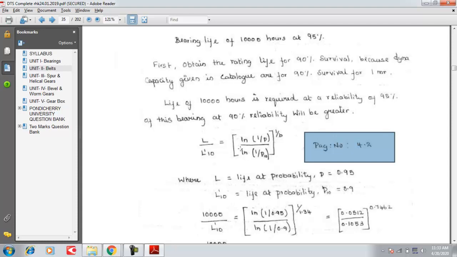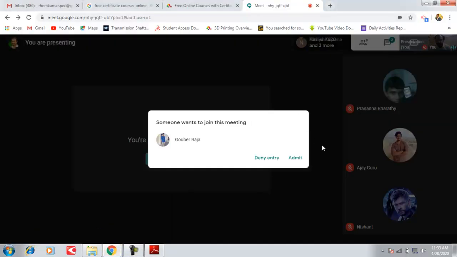Okay. All of you take the page number 4.2. In page number 4.2, you will be having this formula L by L10. L10 dash, that is a life of the required reliability, that is a probability of life sustaining for about 90% of its working hours, that is given as 10,000 hours at 95%. In the question they have given it.